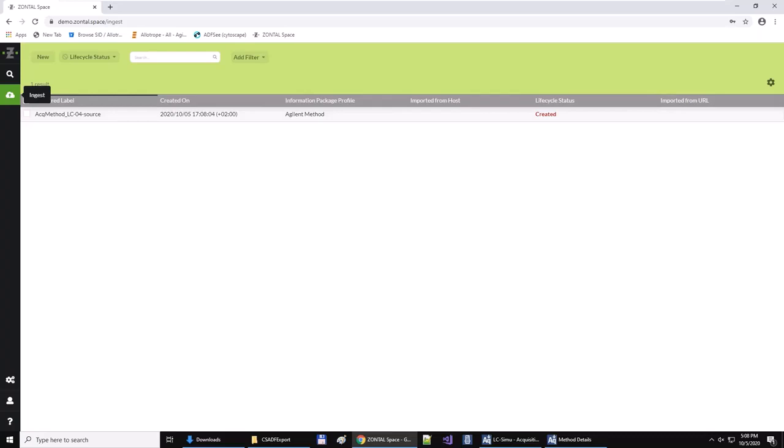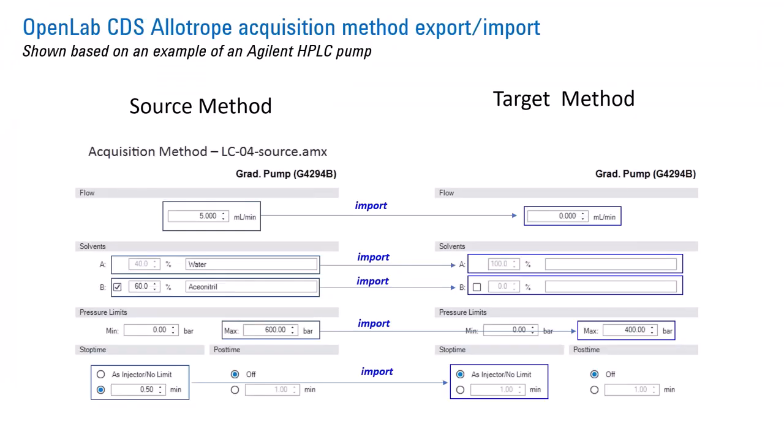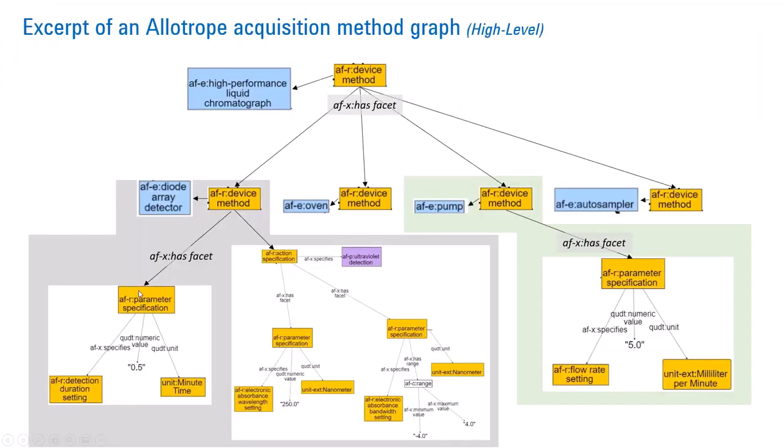So this takes a few seconds, and then let me just show you, until this is imported, an example for a graph. So that's an excerpt of an overall method graph. So that shows the HPLC method, which has then 4 parts of the overall method: for the autosampler, for the pump, for the oven, and for the diode array detector.